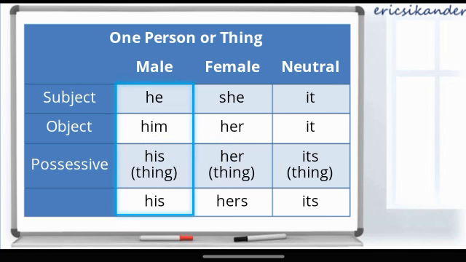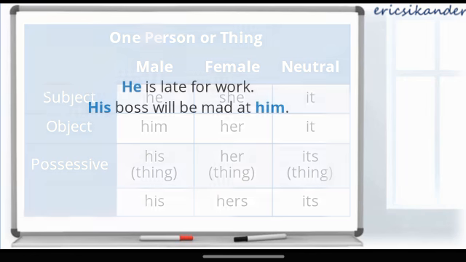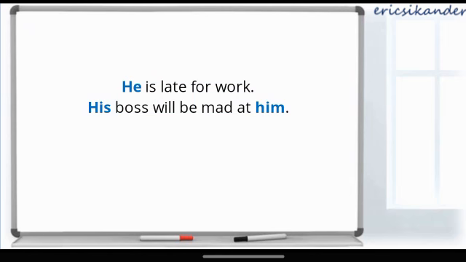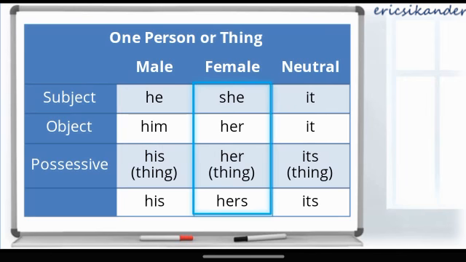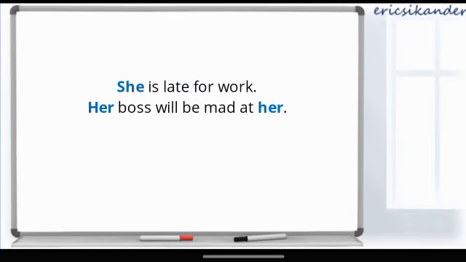So, the male pronouns are he, him, his, and his. He is late for work. His boss will be mad at him. That is his hat. The hat is his. The female pronouns are she, her, and hers. She is late for work. Her boss will be mad at her. That is her hat. The hat is hers.